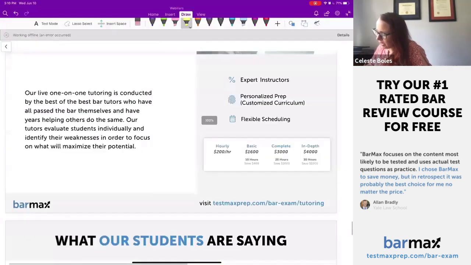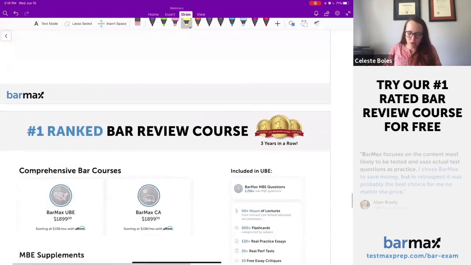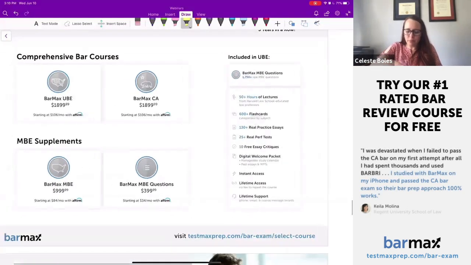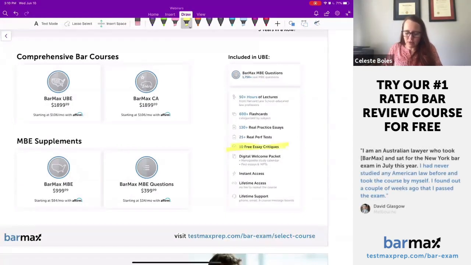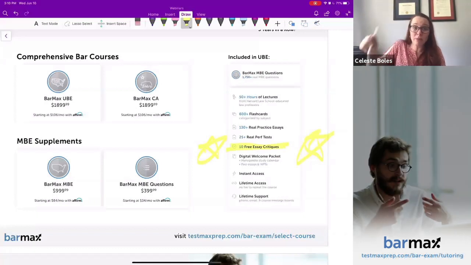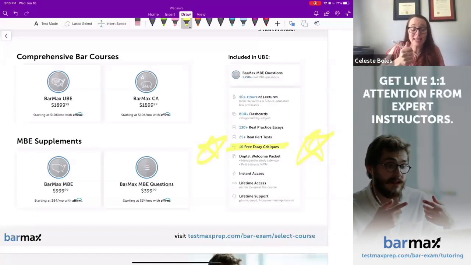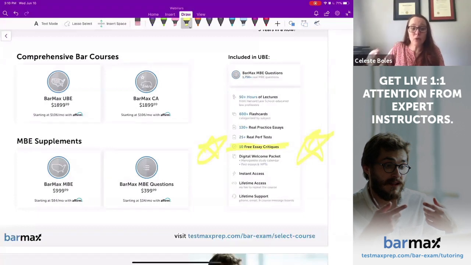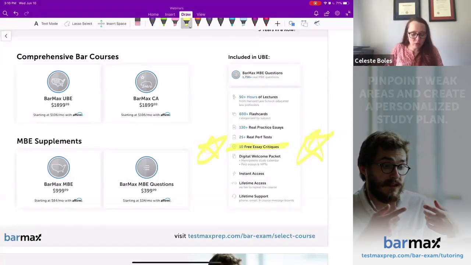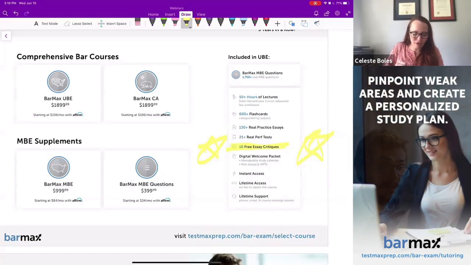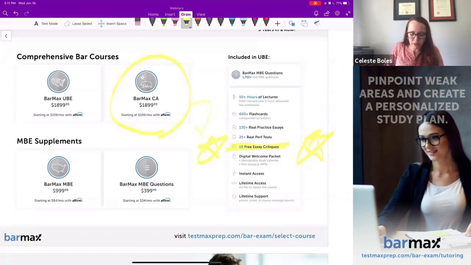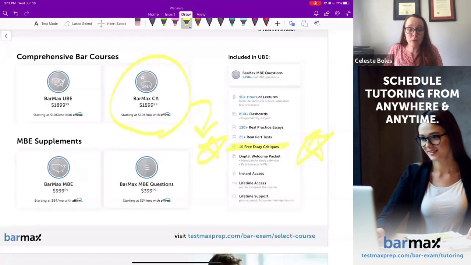When you buy either the UBE or California program, you get 10 free essay critiques, okay? And you want to use those. You want to send an essay in, wait for feedback, incorporate the feedback in your next essay, send another essay in, and really work on your analysis that way. Oh, you have the California program. Anna, thank you for letting me know. So that is available with either the UBE or the California program.